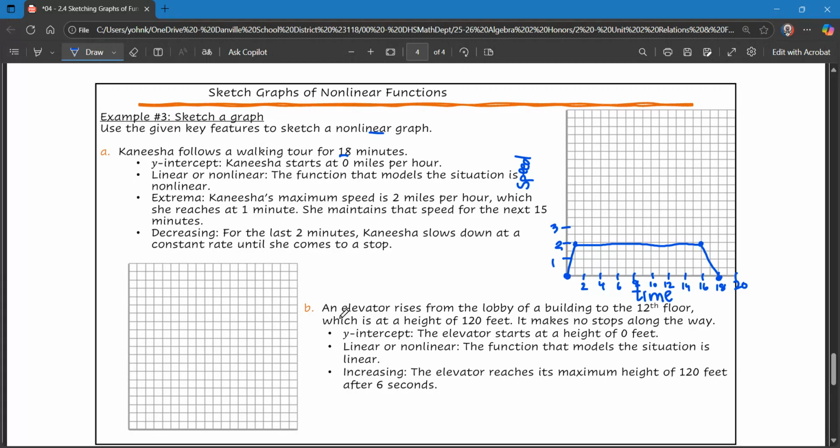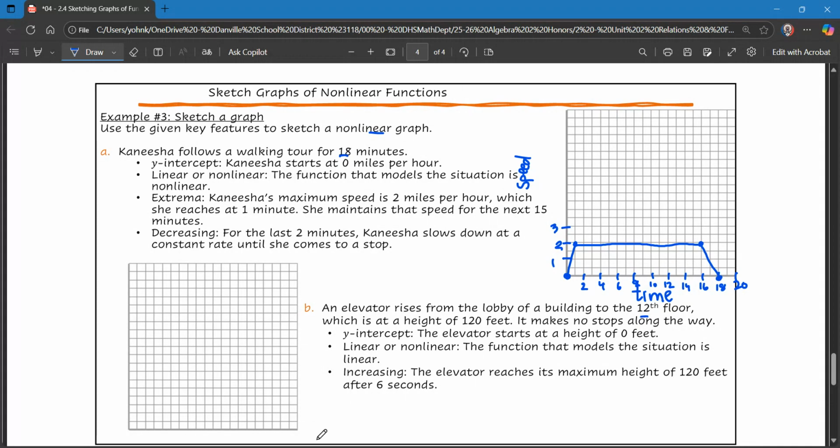Awesome. Okay. Letter B. An elevator rises from the lobby of a building to the 12th floor, which is at a height of 120 feet. It makes no stops along the way. Okay, so our y-intercept: the elevator starts at a height of 0 feet. That makes sense. It starts at the bottom. The function that models the situation is linear. It's going up. It's not going back down again. And increasing: the elevator reaches its maximum height of 120 feet after 6 seconds.